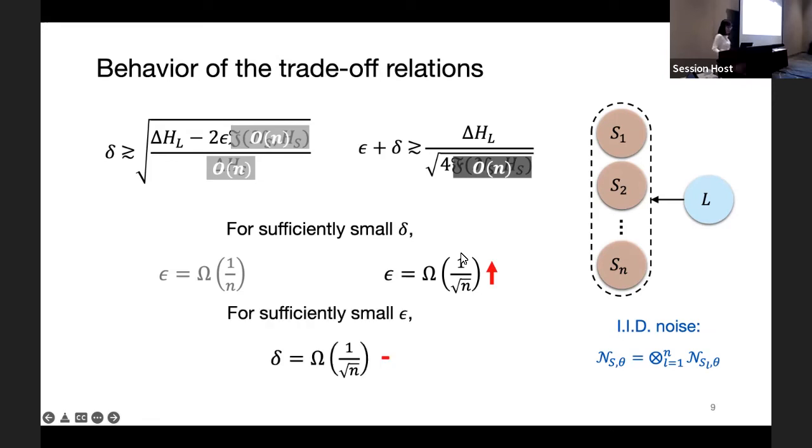And on the other hand, if we consider a small epsilon regime, the lower bound on delta is also not going to change. So the lower bound of delta is always going to be 1 over the square root of n, no matter which type of noise we consider here.